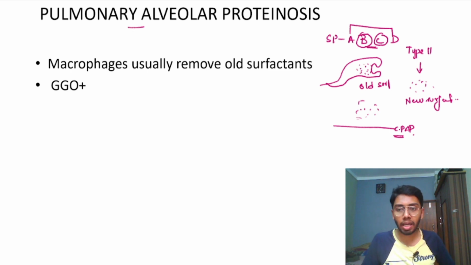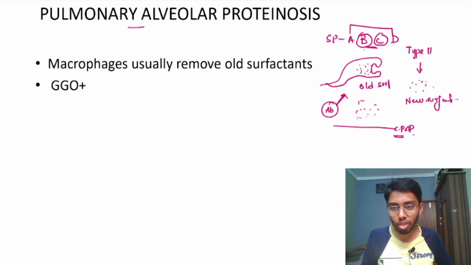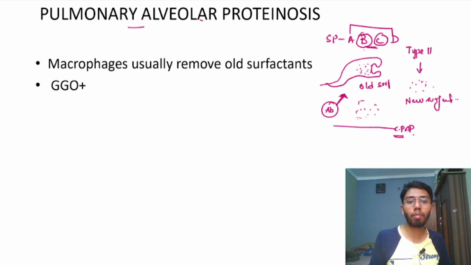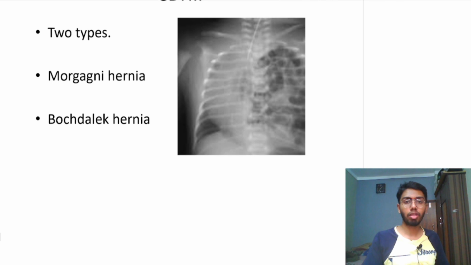That is a medicine topic. In childhood, it is because of a defective protein. In adults, it is because of antibodies against these macrophages, so the macrophages will not be able to engulf the old surfactant. So surfactant will accumulate. That is pulmonary alveolar proteinosis. You will have ground glass opacities (GGOs) in pulmonary alveolar proteinosis. Just remember these 2 points, that's enough.